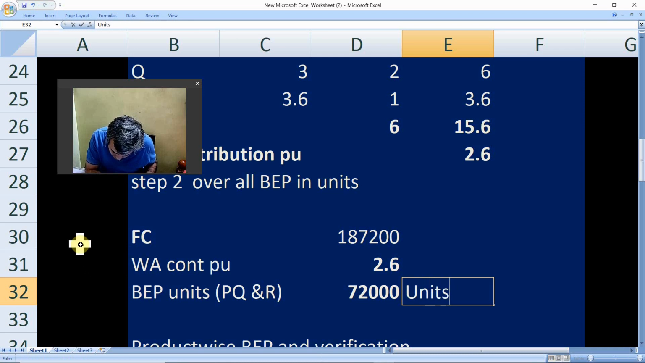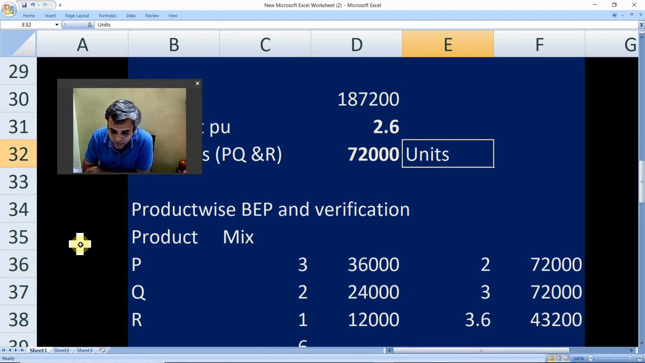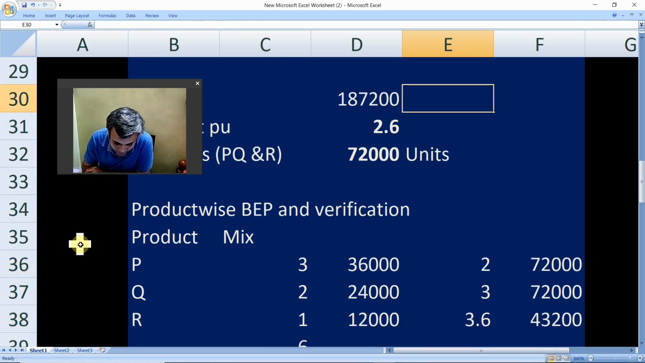This is units of what? This is 72,000 units of P or Q or R, or all put together. All put together. This is 72,000 units of all put together. Shall I proceed? So, break even overall is over. Overall break even point has been completed. Overall BEP has been computed.